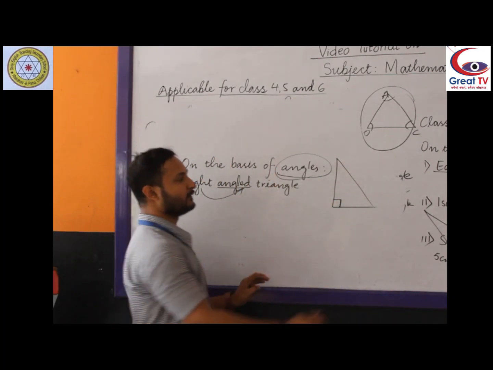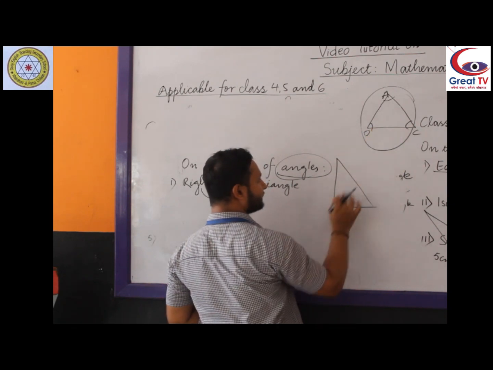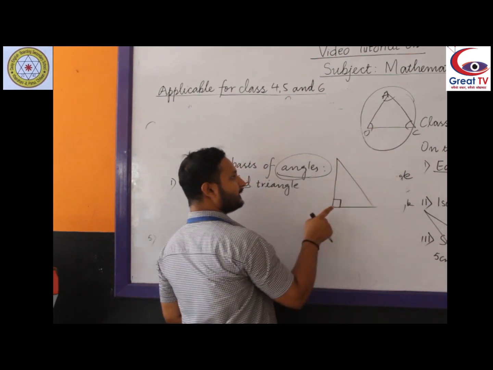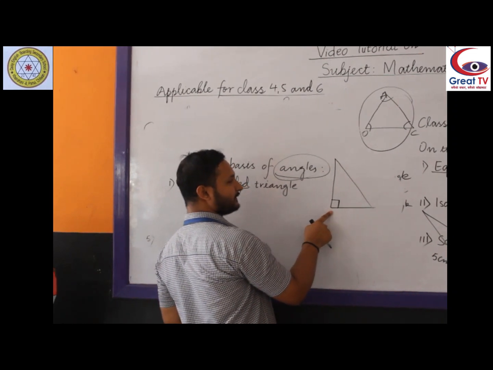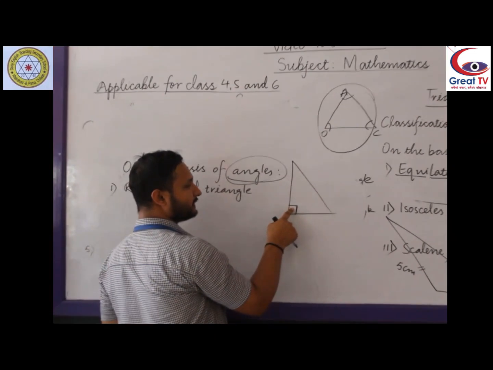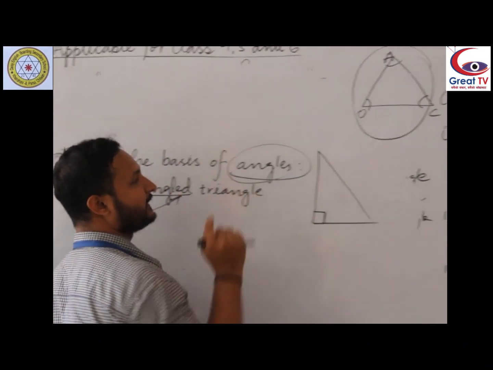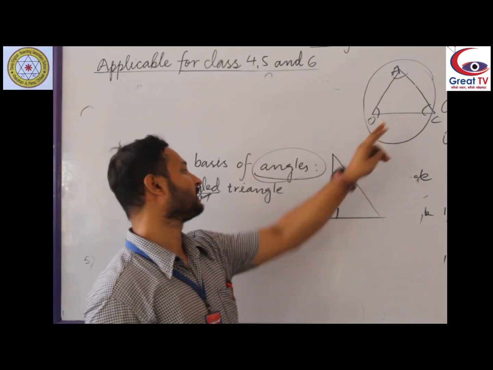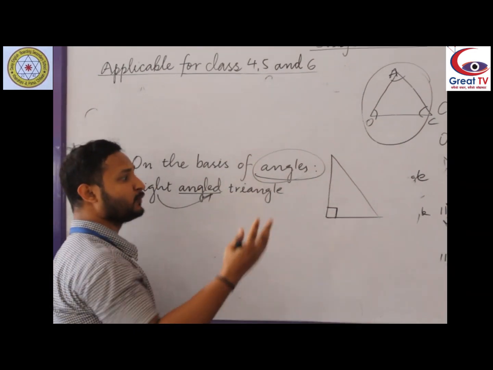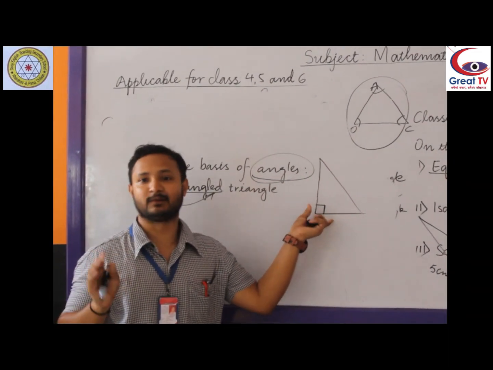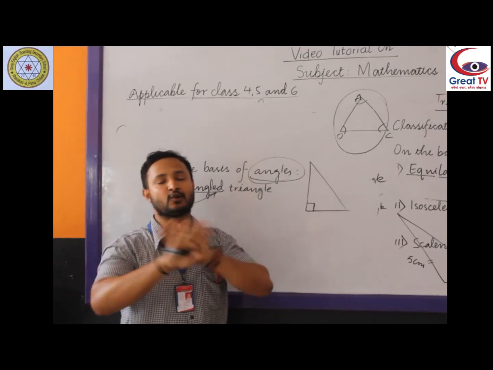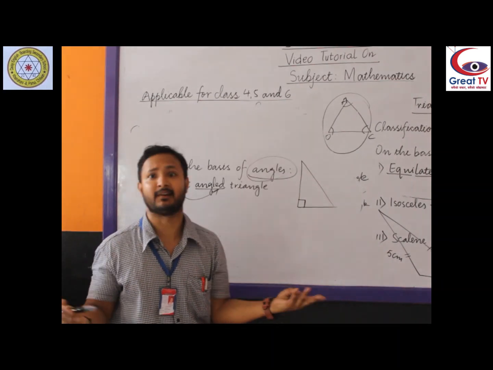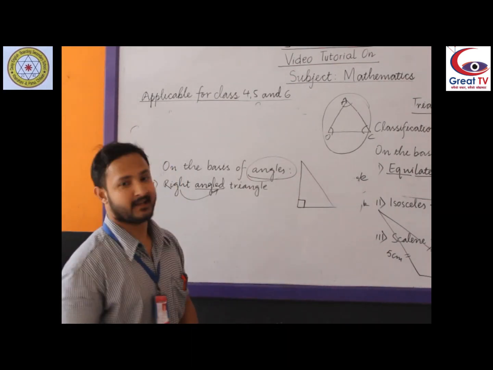Look here, I have not given this type of sign over here. Can you see? Here, this represents 90 degrees or right angle. It is different from this. We can easily find out. So whenever we see this kind of sign, then we can identify the right angle. That's why it is called right angle triangle. Very easy, isn't it?